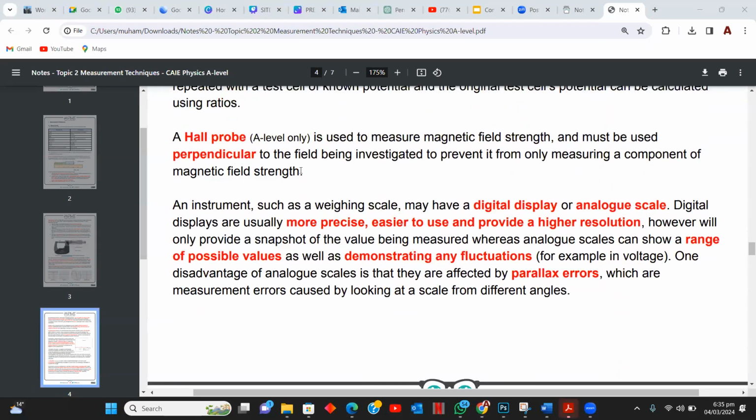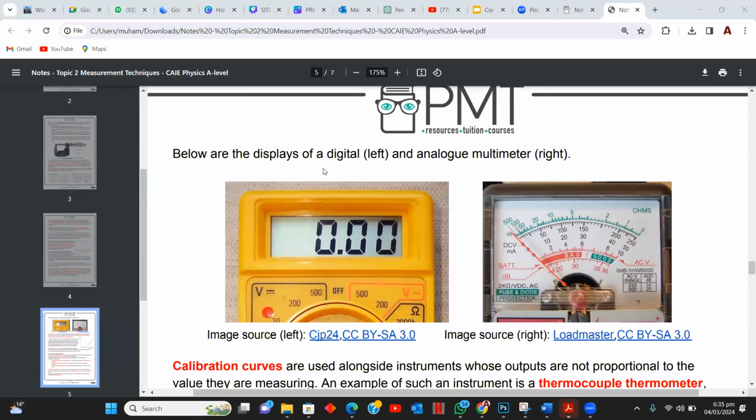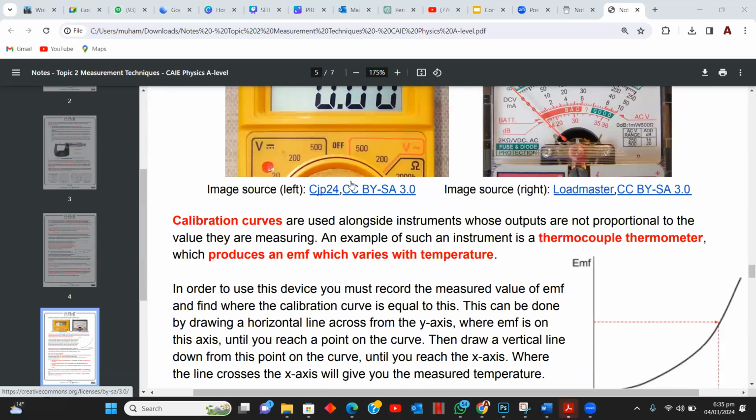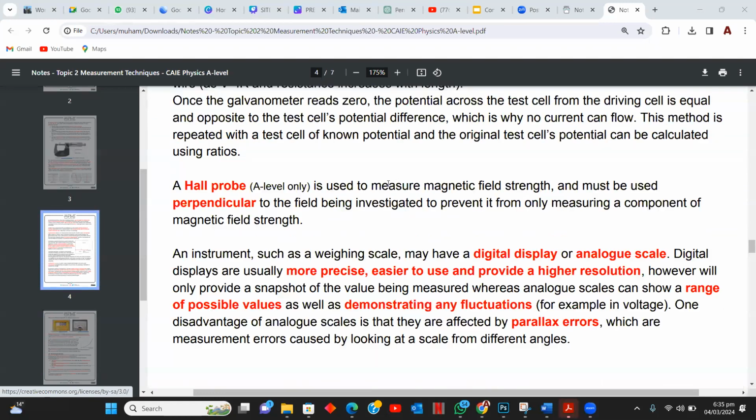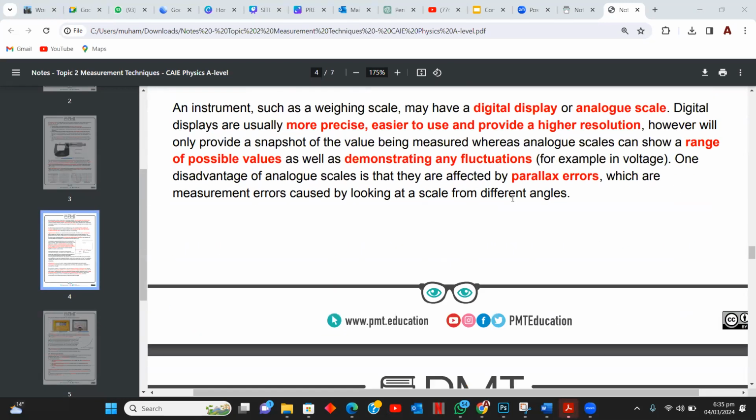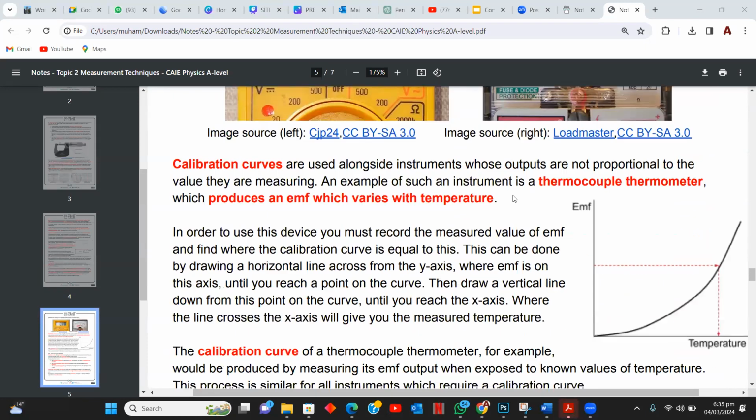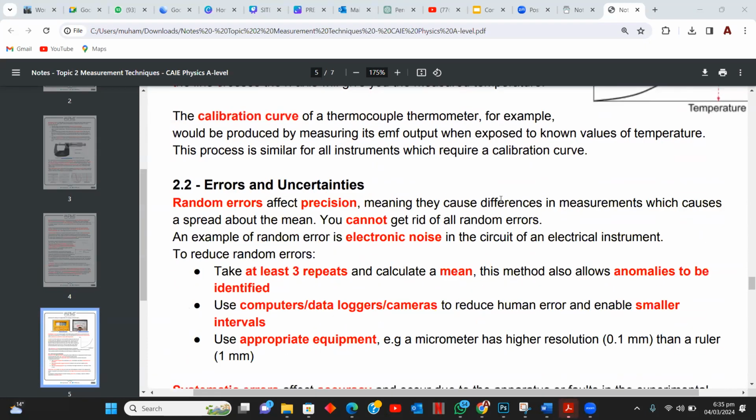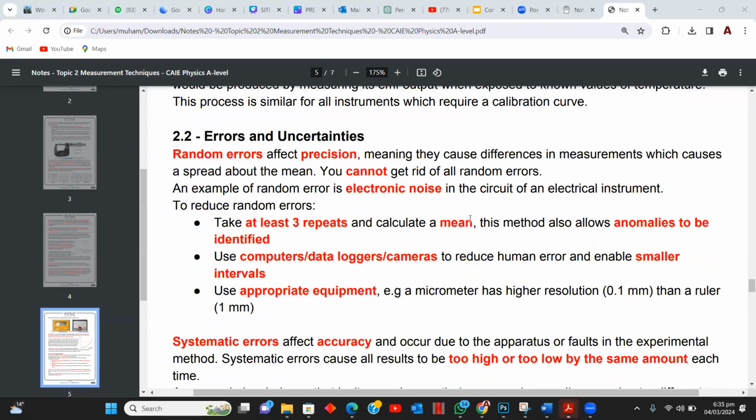Okay, then there's a Hall probe. We're not going to do Hall probes as of now because most of it will be covered when we do the A2 level syllabus, and you don't require this in your AS preparation. So we're going to move on to the errors and uncertainties. Okay.